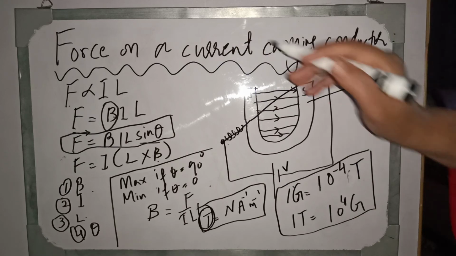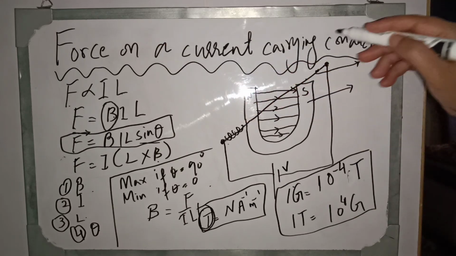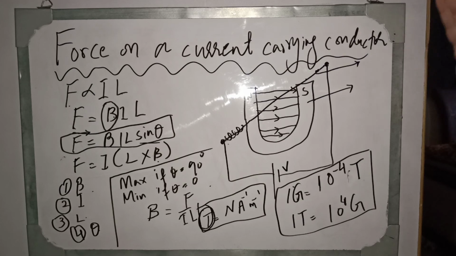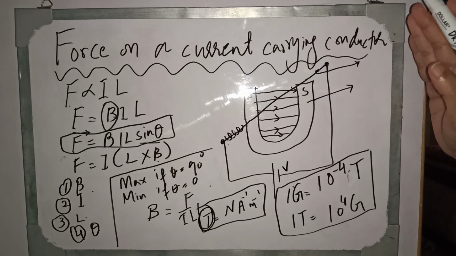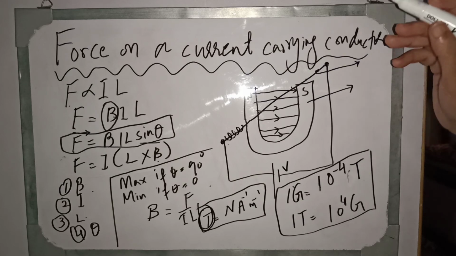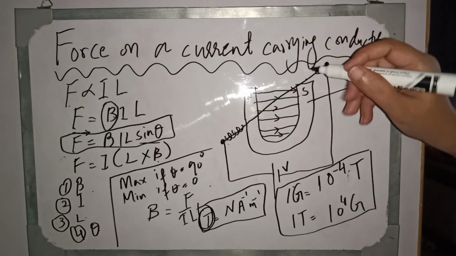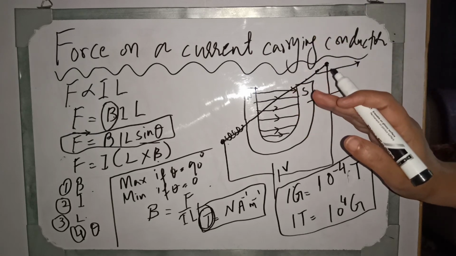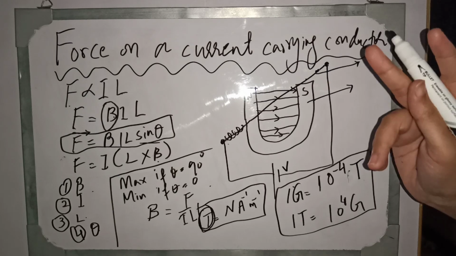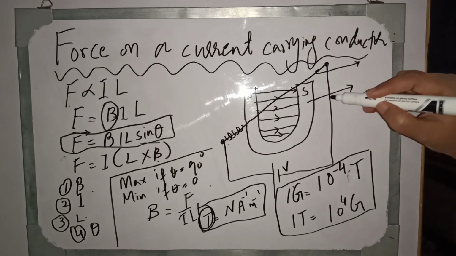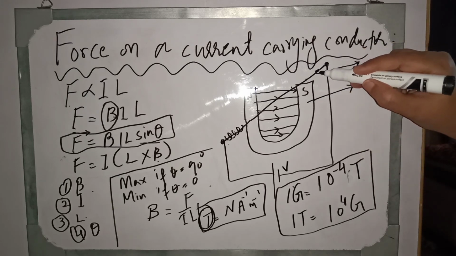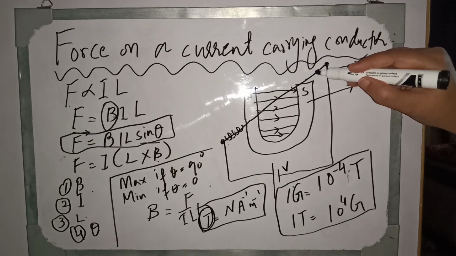This is force on a current carrying conductor in a uniform magnetic field. And I again remind you that this force is a mechanical force and it is generated as a result of interaction of two magnetic fields. One is magnetic field of permanent magnet and second is magnetic field of a current carrying wire which is placed perpendicular to this magnetic field.